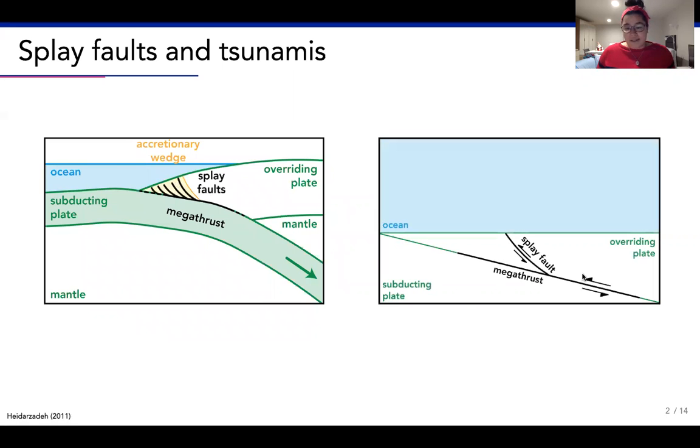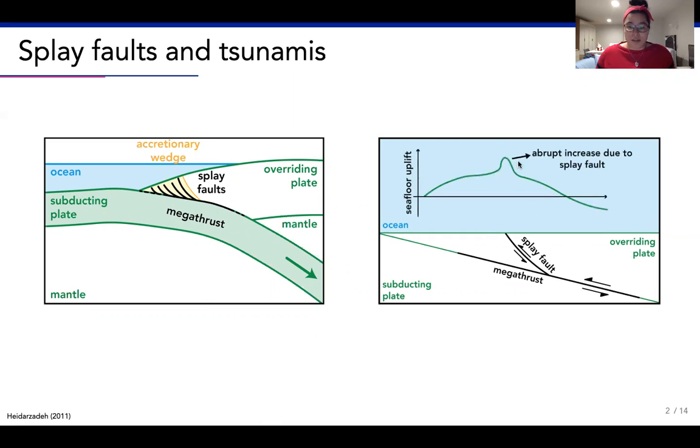Well, as you can see in this figure, where it's a bit more simplified, you have your megathrust, you have your splay fault, and the splay fault is much steeper than the megathrust. So if you have an earthquake that chooses the splay fault over the megathrust, the idea is that you can get much larger isolated seafloor uplift, which will then generate a larger tsunami. So that's why it's important to study splay faults and their relation to tsunamis.